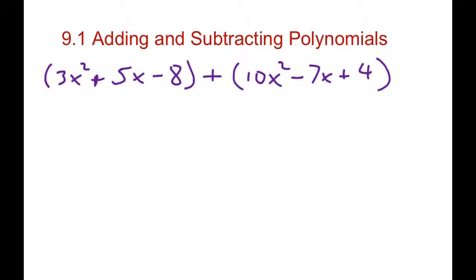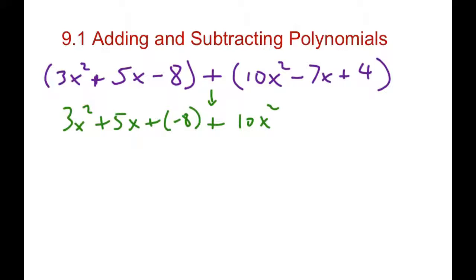When you're adding two polynomials like this and they're in parentheses, really you don't need the parentheses there. So what I like to do is take the parentheses off and just write everything without. 3x squared plus 5x. Now, I also like to change subtraction to addition, so I'm going to write plus negative 8. And then this plus is going to come right there, 10x squared. Instead of minus 7x, I'm going to write plus negative 7x plus 4.